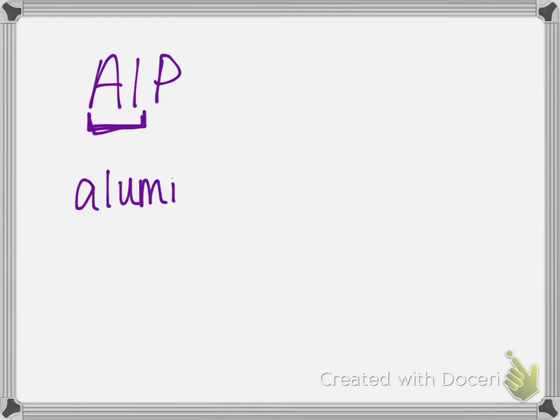Okay, let's try this. AlP. I'm looking at what this cation is first. It's aluminum, and the cation gets to keep its regular name, aluminum. And then the P that comes after it, it's from a phosphorus atom, but we used P-3. And so we call it aluminum phosphide.